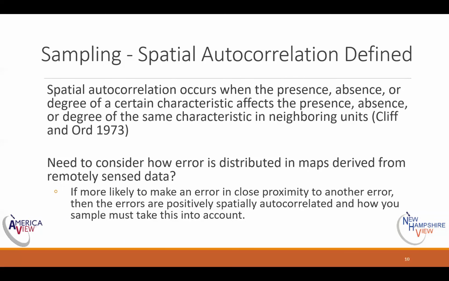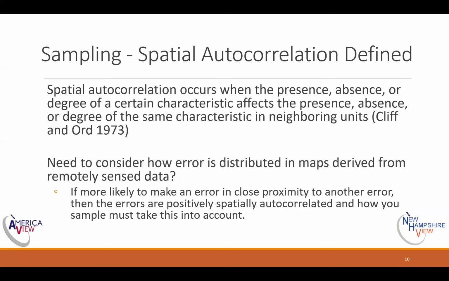Don't forget about spatial autocorrelation. If you don't remember the definition, spatial autocorrelation occurs when the presence, absence, or degree of a certain characteristic affects the presence, absence, or degree of that same characteristic in neighboring units. Okay, we all know about correlations. This is not correlation, this is autocorrelation. It's a relationship with itself, the same characteristic. In our case, we're talking about errors and patterns of error, and we're talking about that over distances, okay?